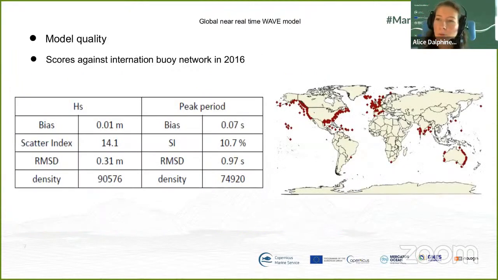We have also compared to in situ observations. We have used the in situ network of the Copernicus Marine Service, and the mean error for significant wave height is 30 centimeters, and for the peak period it is 1 second. It's quite good because the buoys are mostly located in coastal areas, so those are quite good scores.